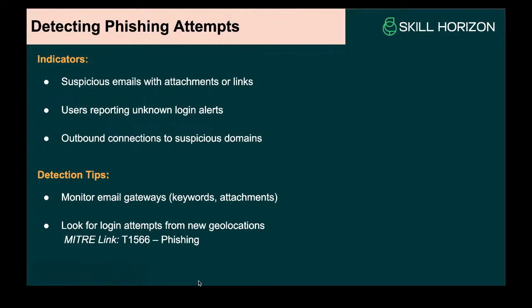So how can you detect it? Obviously you will have to monitor your email gateway, whatever gateway you are using. If you are using Zoho, which is the next new big thing, or Outlook, or Gmail, you have to monitor your email gateways. You have to analyze it, check for the keywords, check for attachments, check for links. Or you can also check for login attempts from new geolocations.